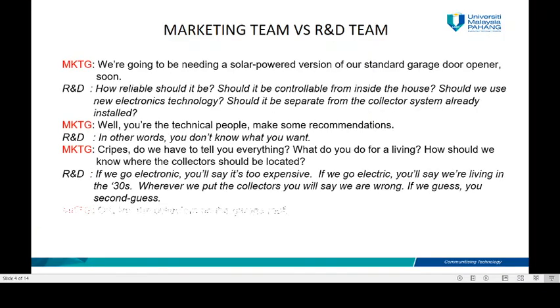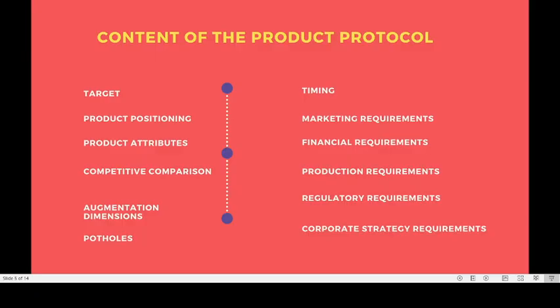Okay, moving to the next slide. What is the content of the product protocol? If you look here, it can start with the target market. Most companies manage most of their product projects using techniques like PIC, concept testing, and full screen, but some of them can just guess. So you need to have a target market, first of all.